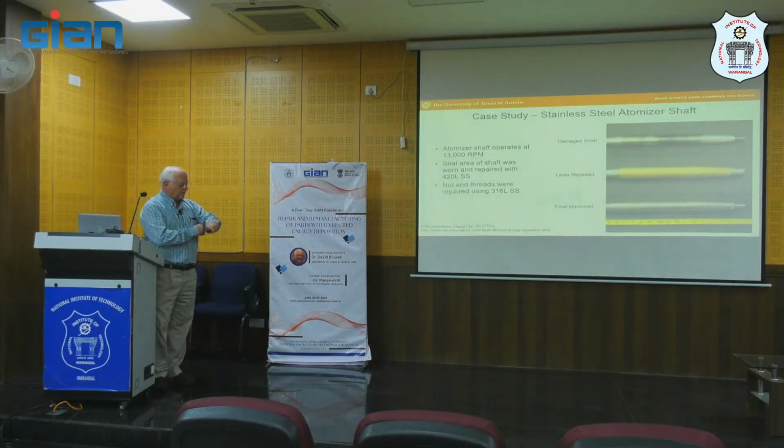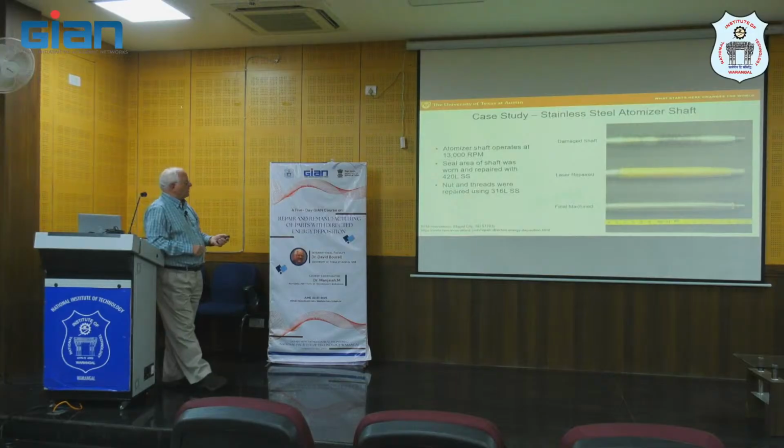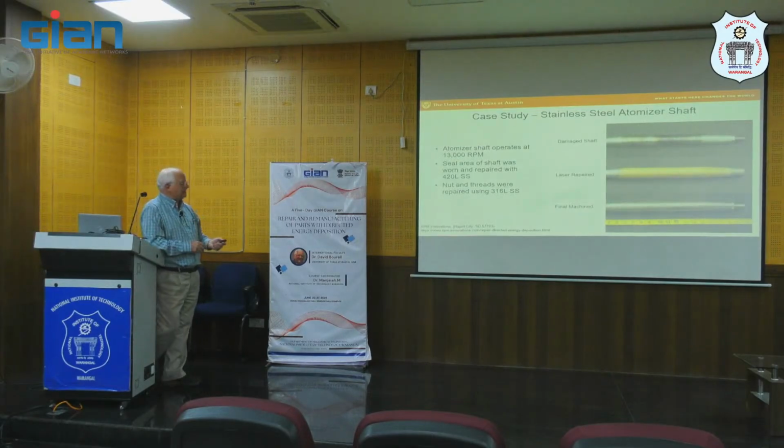Okay, we'll look at one more, then we'll take a short break. This shows, again, another atomizer shaft. This shows the damaged one. Notice the performance. Apparently it rotates at 13,000 RPM, so it's pretty fast. So what they did is they came back in and added material. You can see that the added material covers almost the entire length of the shaft. In the laser repair material, and then they come back and finish machine the shaft.